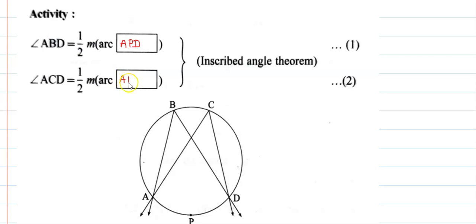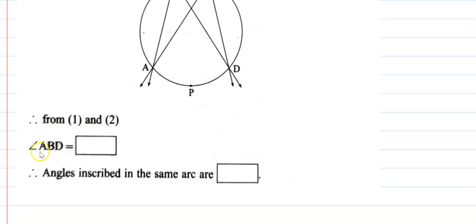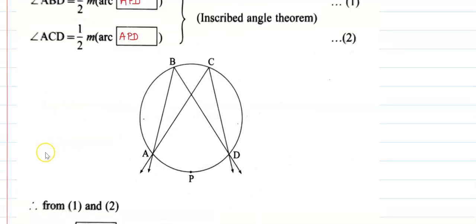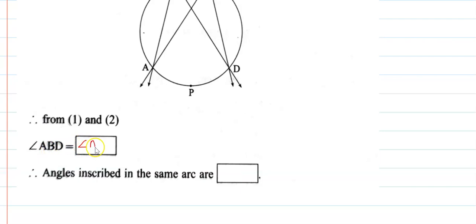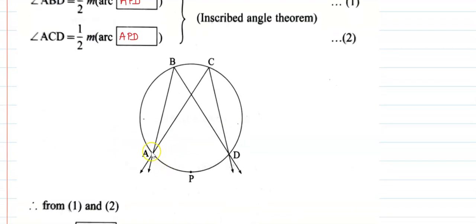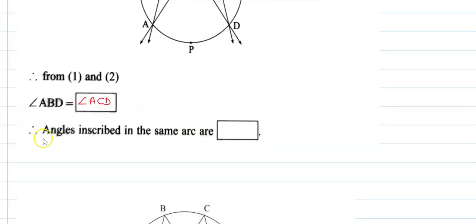Here A, P and D. And what is this? Inscribed angle theorem. Okay. And therefore, as the right hand side of these two equations is the same, measure of angle ABD is equal to measure of angle ACD. And therefore from 1 and 2, measure of angle ABD is equal to measure of angle ACD. And therefore angles inscribed in the same arc are congruent.